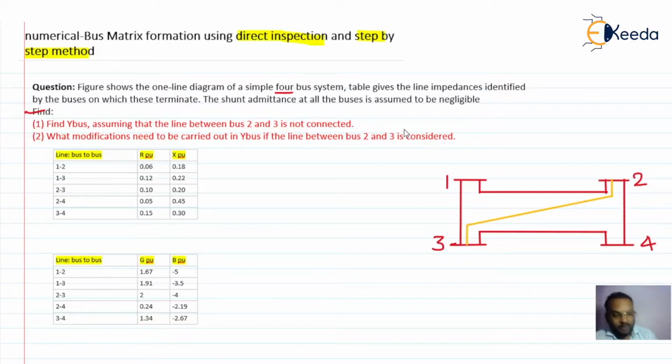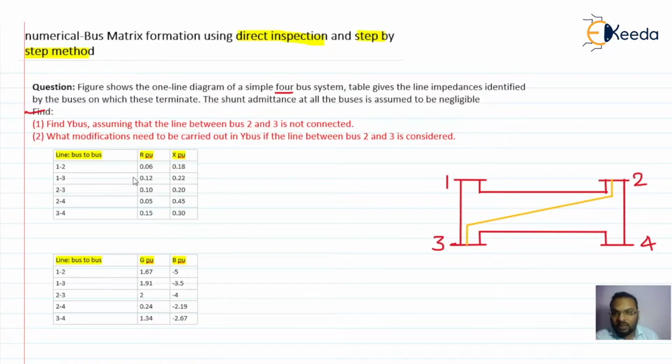See, firstly what we will do, without considering the line between bus 2 and 3, we'll calculate the Y bus matrix by using the direct observation method. And when we add an element in the Y bus matrix, how will it change? This will include the idea of the step-by-step method.